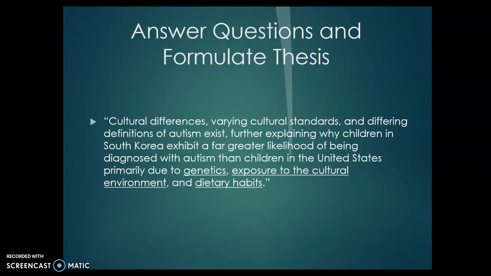Your three subtopics, or the contextual elements being researched, are genetics, exposure to the cultural environment, and dietary habits. And so those are main points A, B, and C in the research paper, and the sources are going to back up those particular items. Now, you can use your sources throughout your research paper.